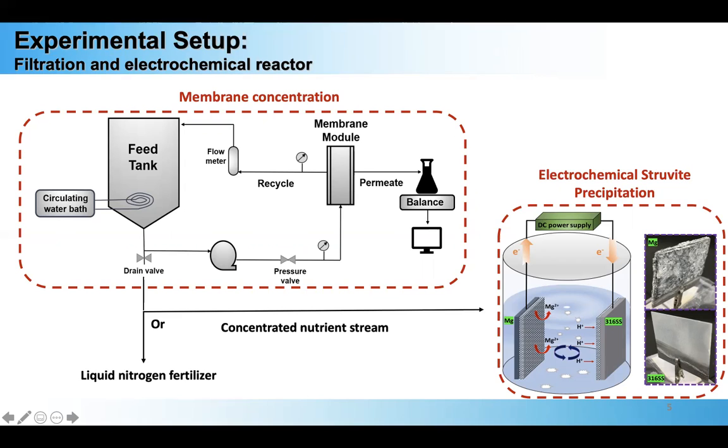At the final stage, the concentrated nutrients can either be used directly as a liquid nitrogen fertilizer or be sent to the electrochemical struvite reactor to precipitate them as a fertilizer.